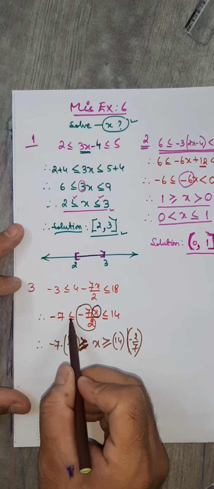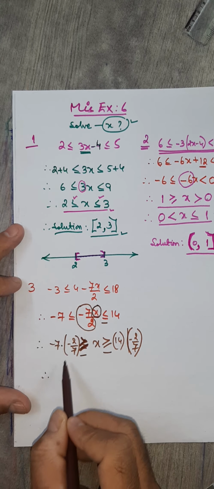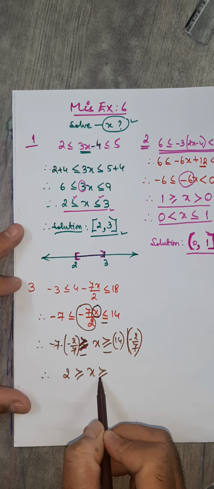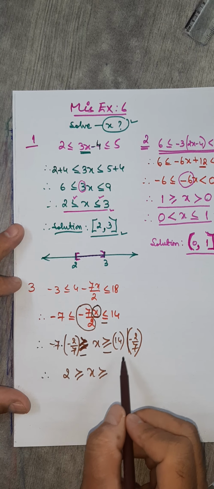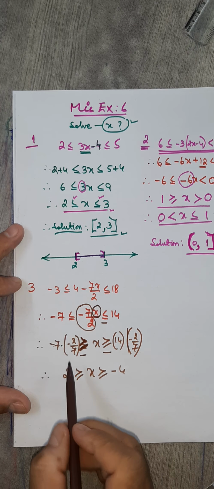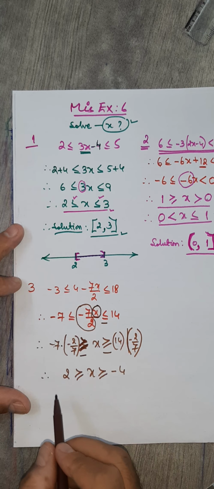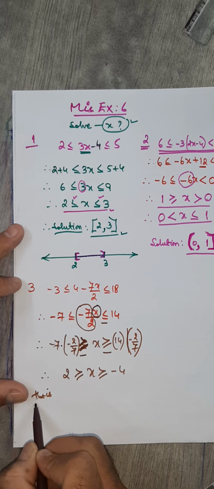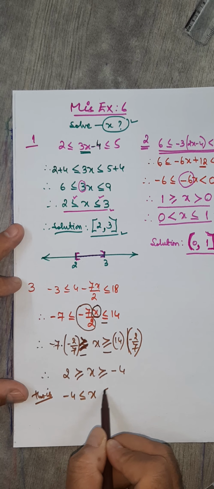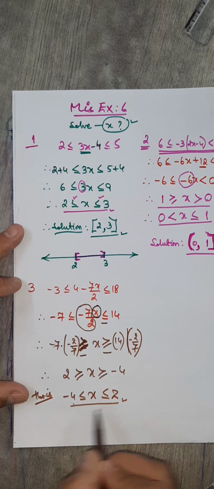Greater than or equal to, less than or equal to. This is positive. Here this is x, and this is nothing but minus 4. The 7 will get cancelled. This is plus 2. x is greater than or equal to, here, plus 4. Now, minus 4 less than or equal to x less than or equal to 2. Minus 4, x, and this is 2. So this is the solution.